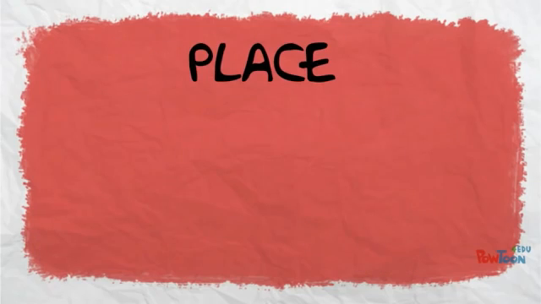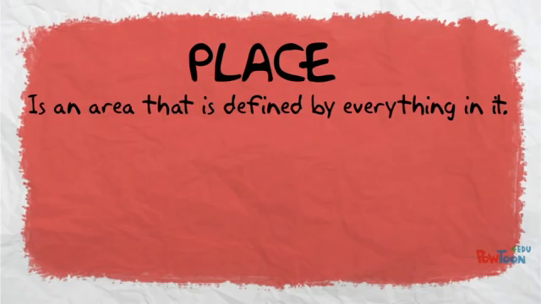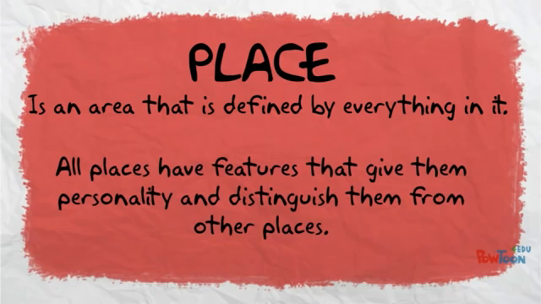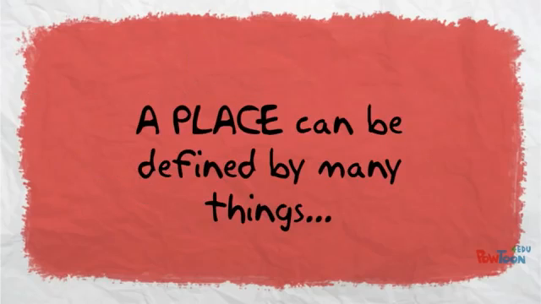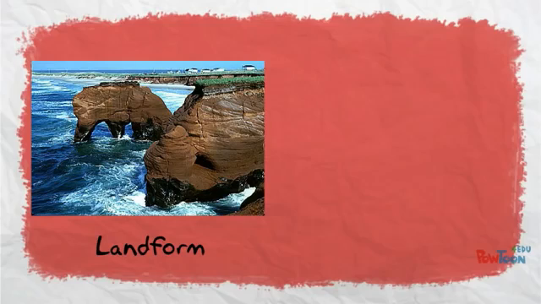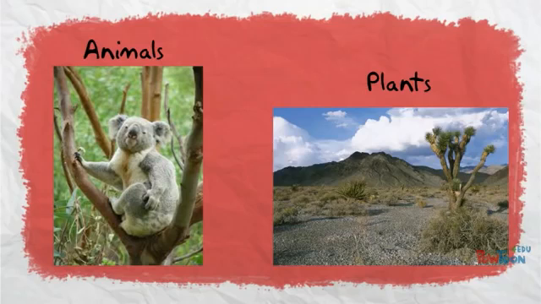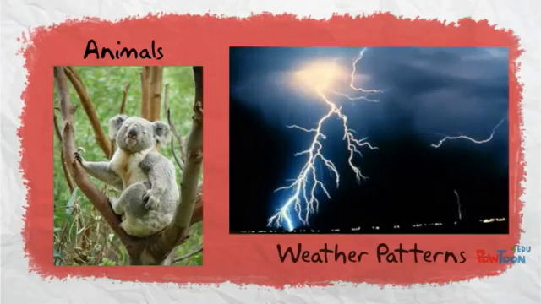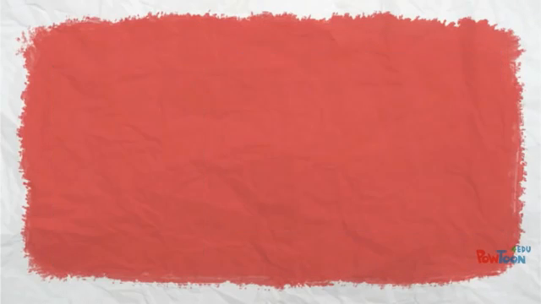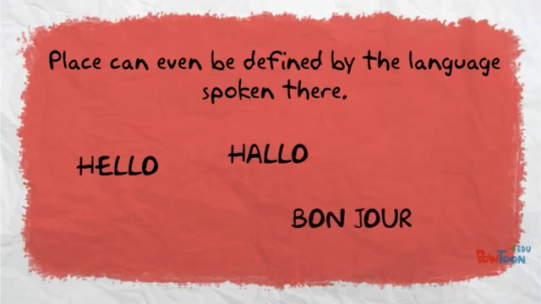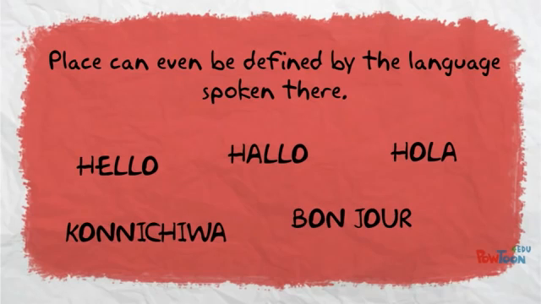Next up is place. Place is an area that is defined by everything in it. All places have features that give them personality and distinguish them from other places. A place can be defined by many things, such as the landform of a place, the types of plants found there, the types of animals who live in the place, even the type of weather patterns of the place. A place can even be defined by the language spoken there.